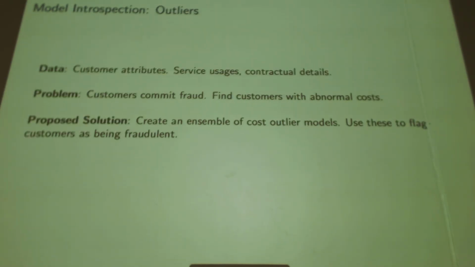The data is customer attributes, usage information, and contractual information. The problem is that customers commit fraud. Fraud is reflected in them being more expensive for this company. What they did, this isn't what I did, was create an ensemble of different models that would flag people for fraud, and then use the ensemble to identify the actual customers who were fraudulent.